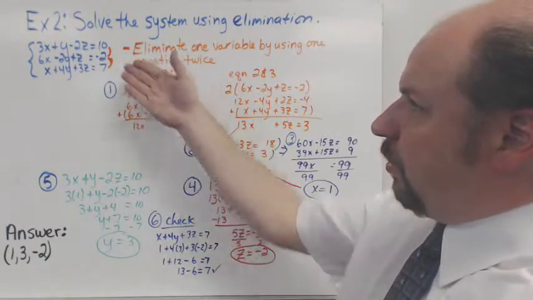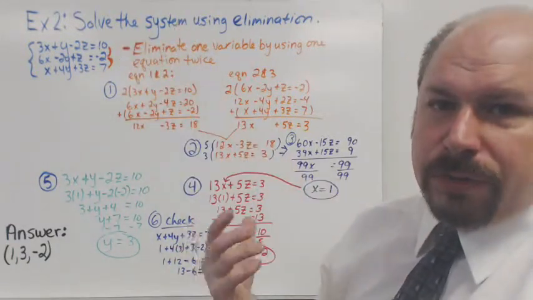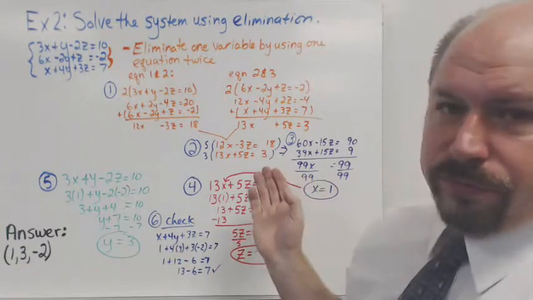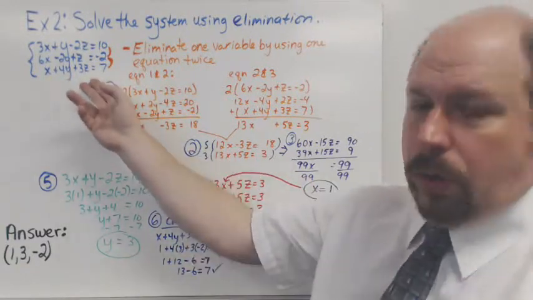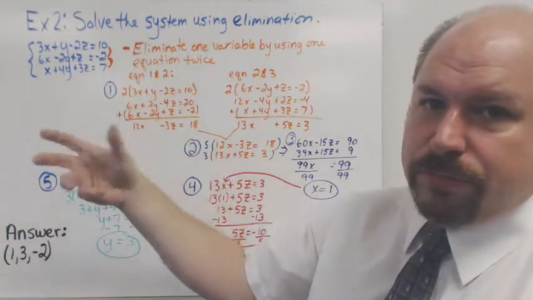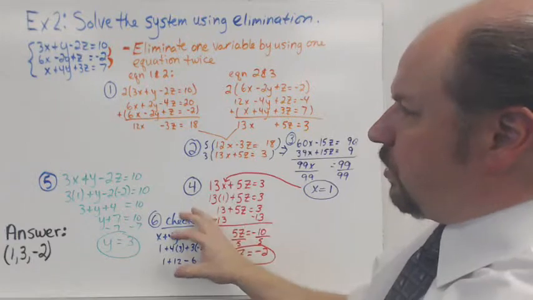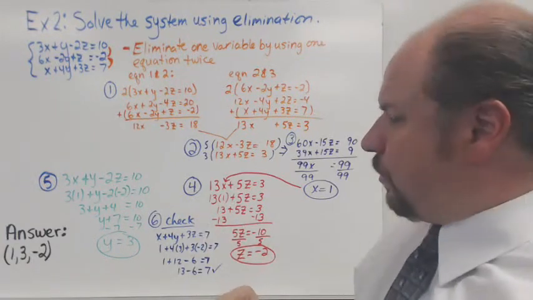It's really not necessary to check it in all 3. The odds of finding a set of 3 values that work in one but not one of the others is probably pretty small if you've done all your work correctly. So you just need to check it in one of the 3 equations.